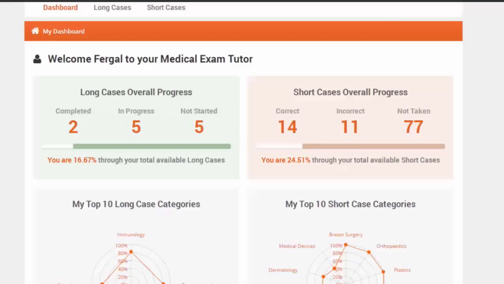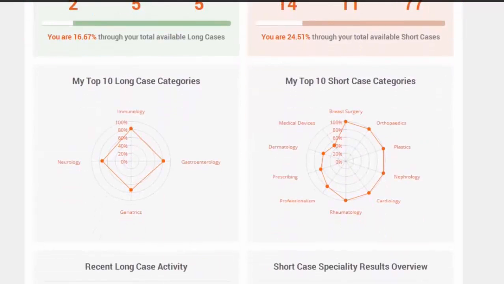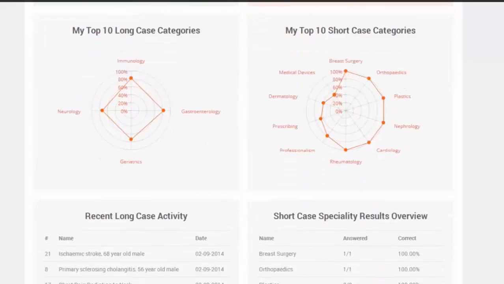Finally, we have created a unique dashboard that will track students' overall performance, strengths and areas for improvement over time.